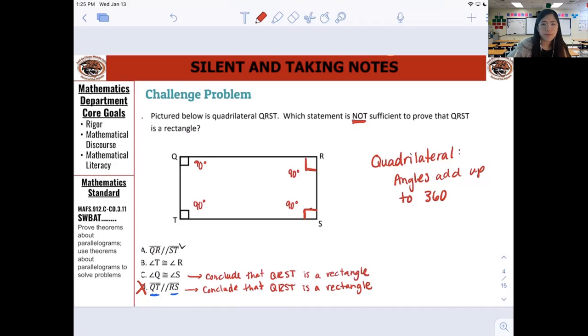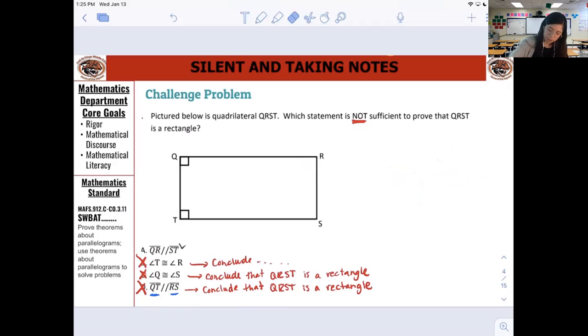What about answer choice B? It's the same thing, yeah. T is congruent to R. So this is basically the same thing. They gave us 3 out of the 4 angles. The last one has to be 90 degrees as well. So we can also conclude the same thing. So B is out. So let's look at A.